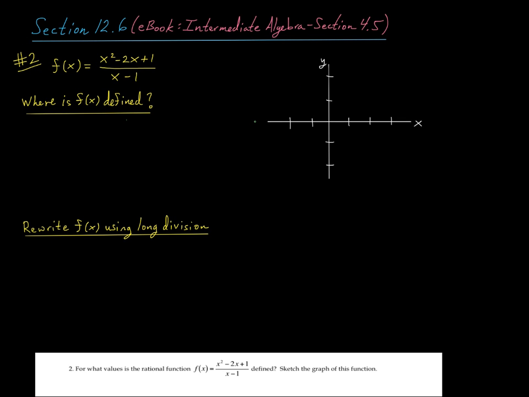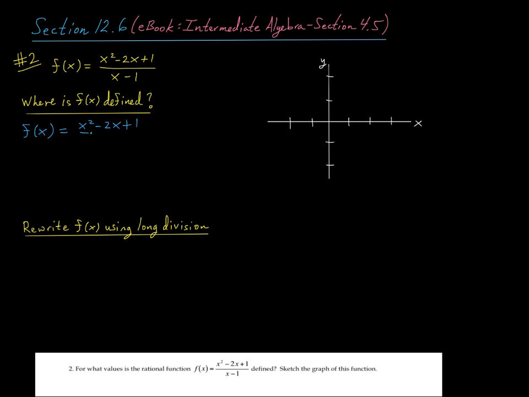All right, number 2 says, for what values is the rational function f of x equals x squared minus 2x plus 1, all divided by x minus 1, defined? Sketch the graph of this function. All right, and so when looking at where a rational function is defined, we need to watch out for values of x that will make the denominator equal to 0.